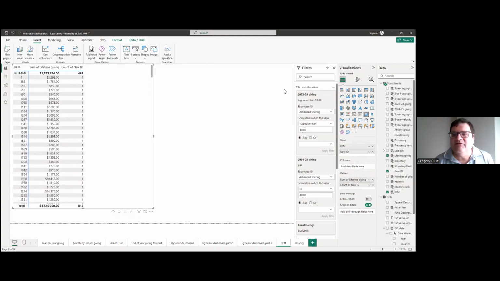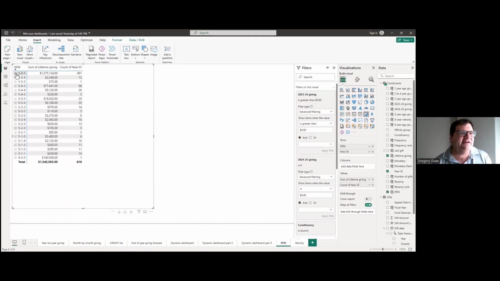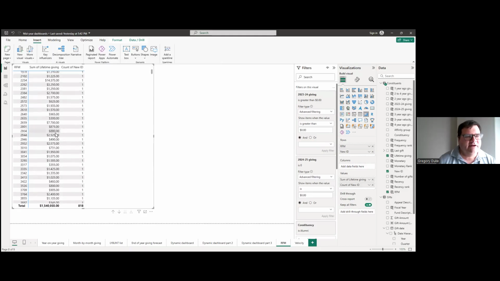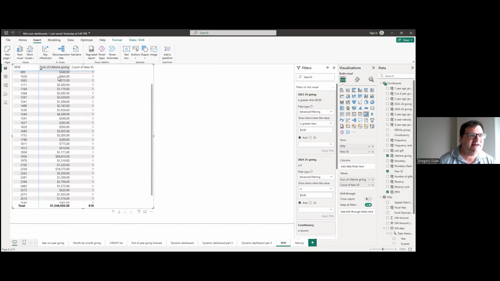What I'm using here is the matrix chart, by the way. I've added RFM as the first row and ID as the second. So when we expand our 555 donors, which are the best, they've given most recently, they've given frequently, and they've given the most money lifetime, we can look at what they gave and see, okay, here are the people we should really be contacting.